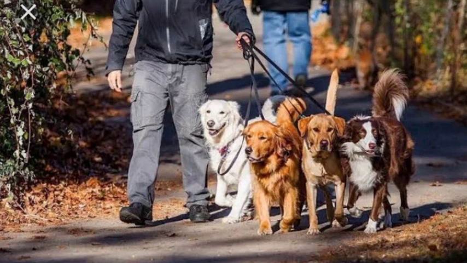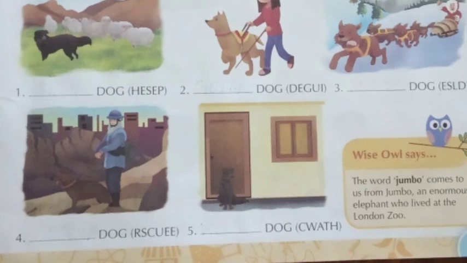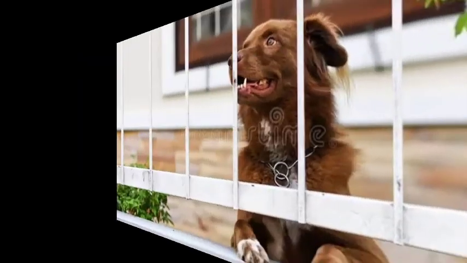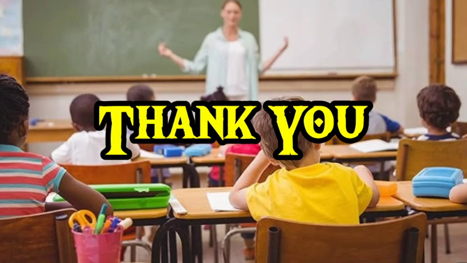R-E-S-C-U-E. Rescue. Number 5. Dash dog. Unscramble the word given inside the bracket. The answer is watch dog. Spell the word watch. W-A-T-C-H. Do you understand?